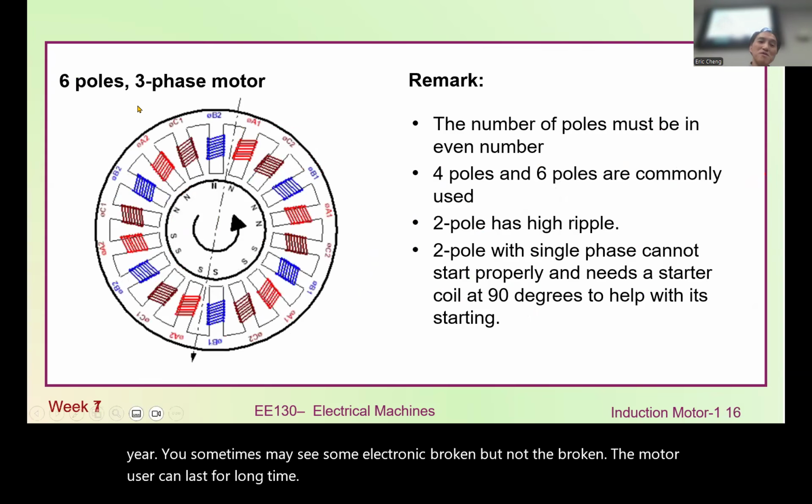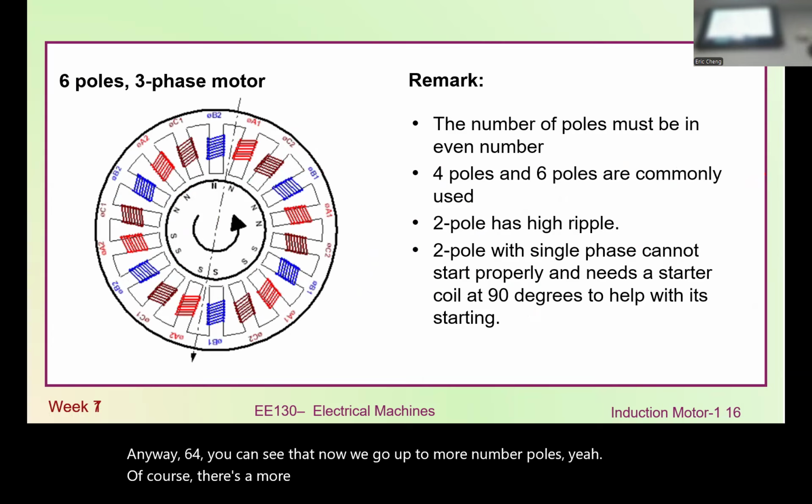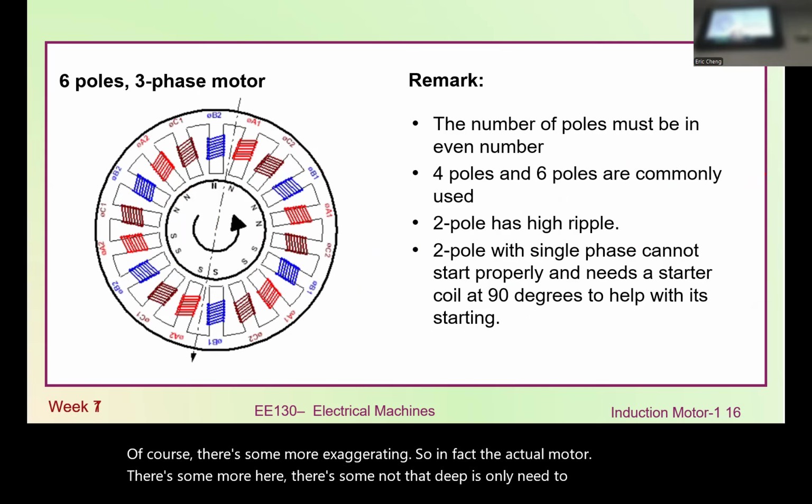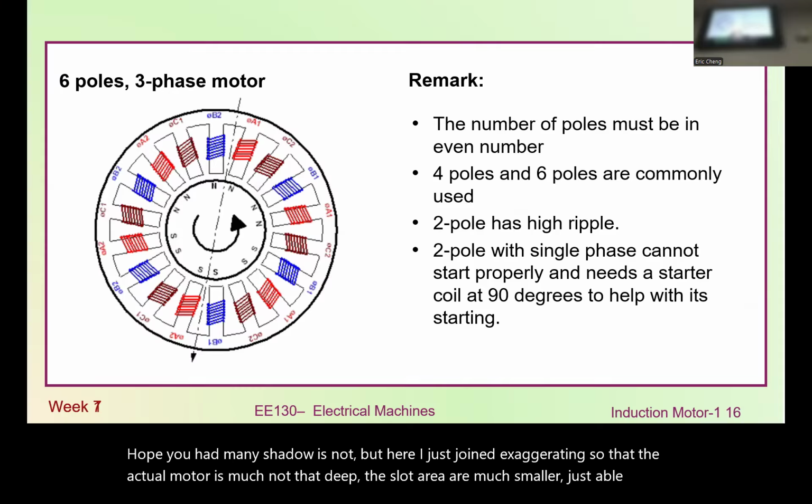Anyway, 6 pole, you can see that now we go up to more poles. Of course, that's more exaggerated. In fact, in the actual motor, the slot here is not that deep, it's only a little bit. It can be very shallow. Here I just drew it exaggerated, but the actual motor is not that deep. The slot area is much smaller, just able to put in the winding.